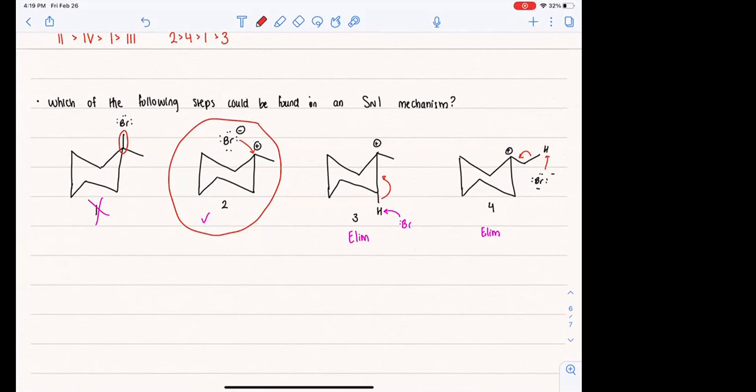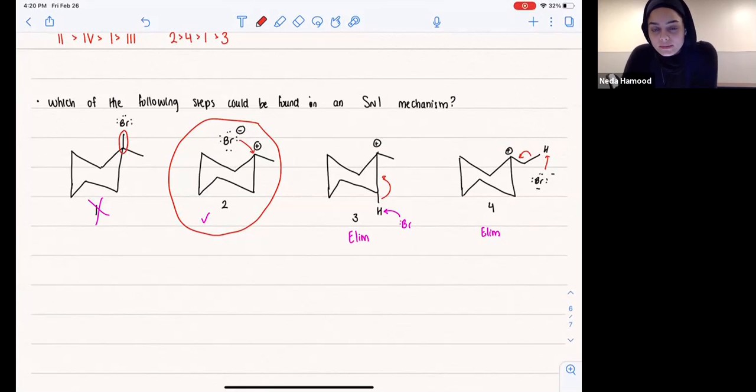But yeah, what is your question? Oh, how are 3 and 4 eliminations? Because I thought 4 was going to be SN2 for the problem that you wrote. You're forming a pi bond, straight up forming a pi bond.